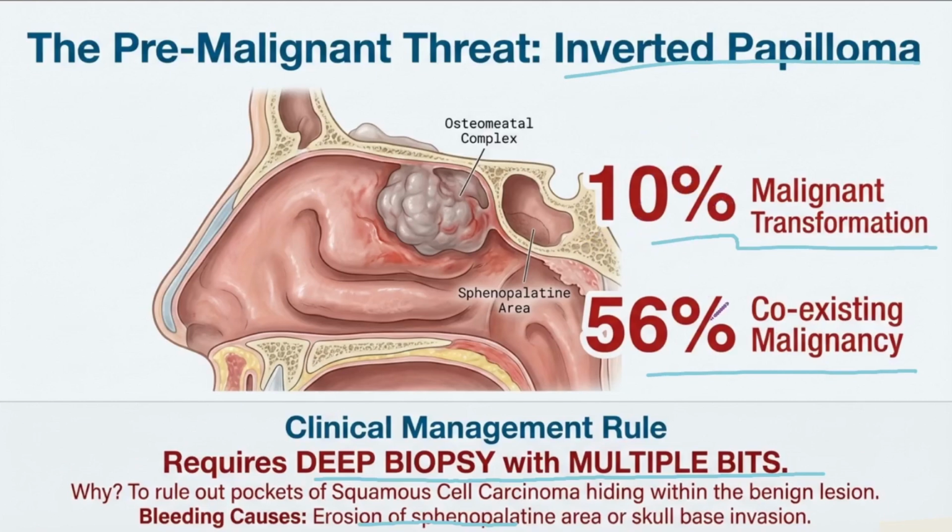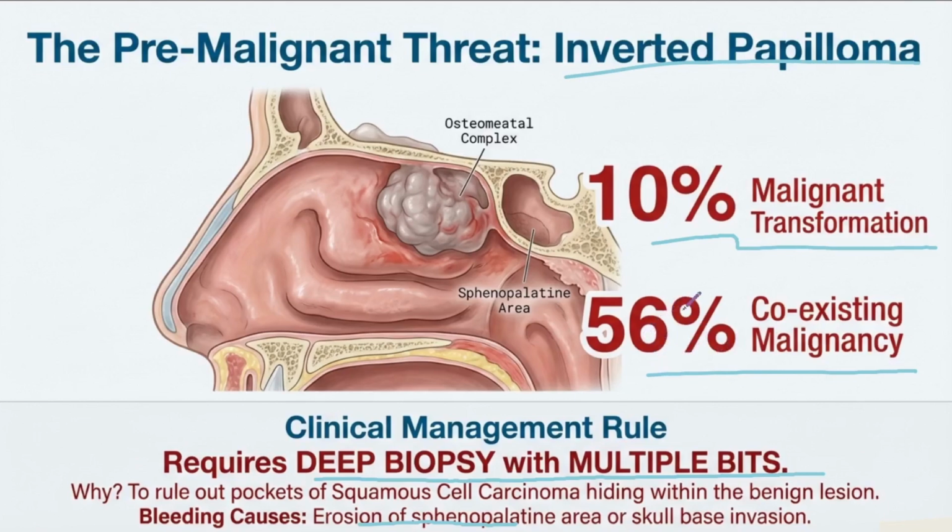Well, the stats, I had to read this twice. The source says it has a 10% chance of turning into cancer on its own. Right. But then it says there's a 56% chance of a coexisting malignancy. That is the number that matters. 56%. So you're telling me that if I have this benign looking lump, there's a better than a coin flip chance that there is actual cancer hiding inside it right now. That's exactly the reality. It's not just that it might become cancer, it's that it very well might be a mask for a cancer that's already there.